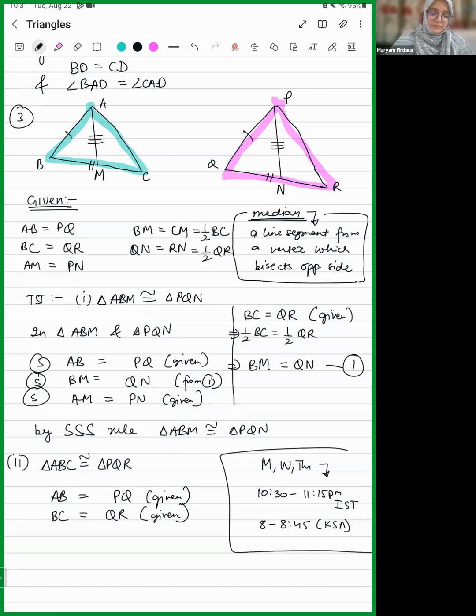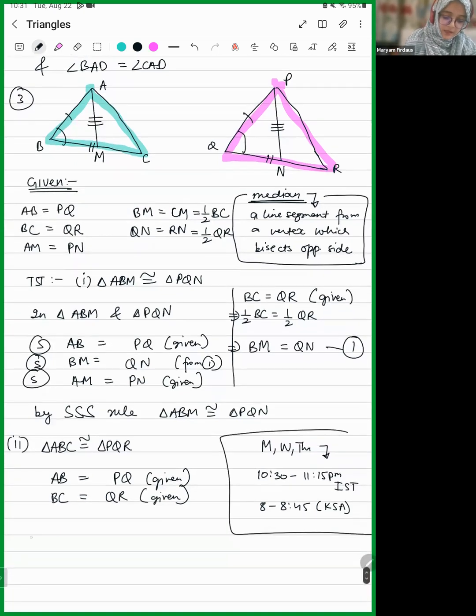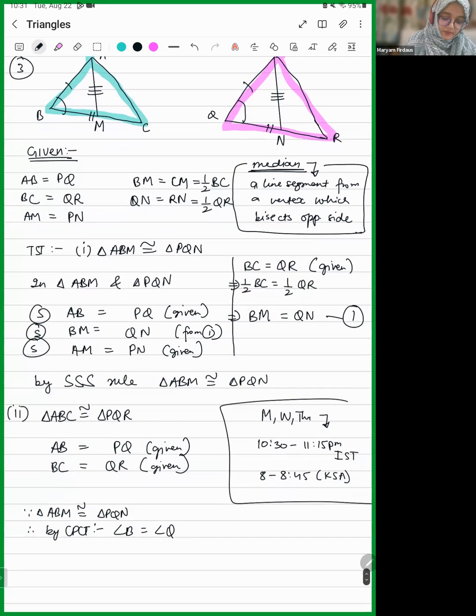Yes, angle B equals angle Q. Why? Because we have already proven triangle ABM congruent to triangle PQN by SAS. Therefore, by CPCT, angle B is equal to angle Q. So this thing we will use. By SAS, both the triangles are congruent. Triangle ABC is congruent to triangle PQR. Done.